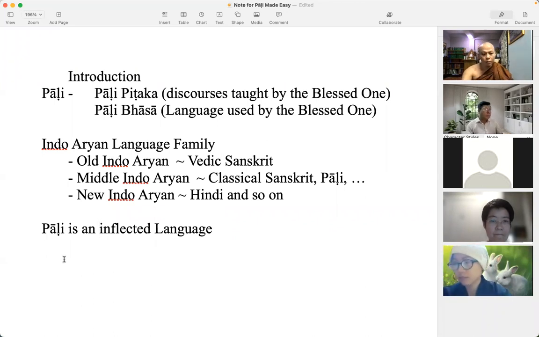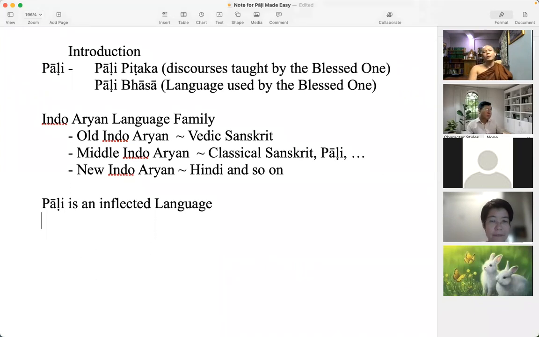So now you know Pali is an inflected language. And like the other languages, Pali also has its own alphabet. Here, I mean alphabet, not script. Alphabet and script are different. Pali has its own script because it is very ancient.